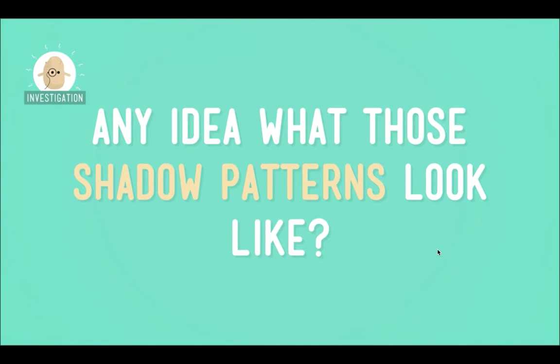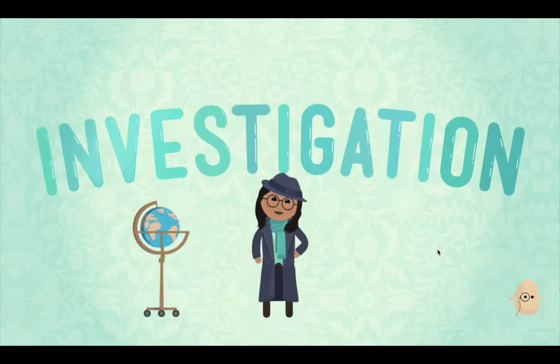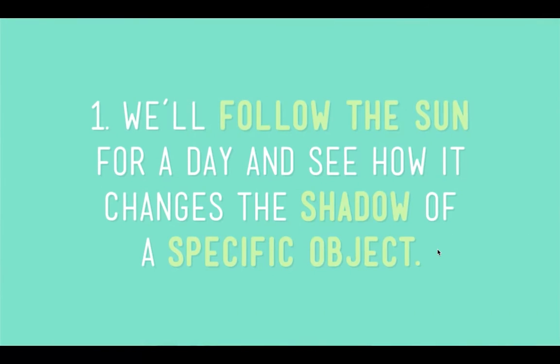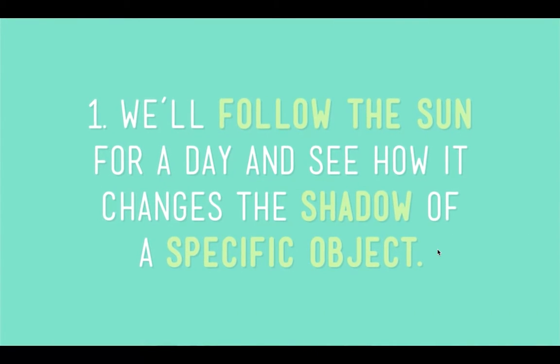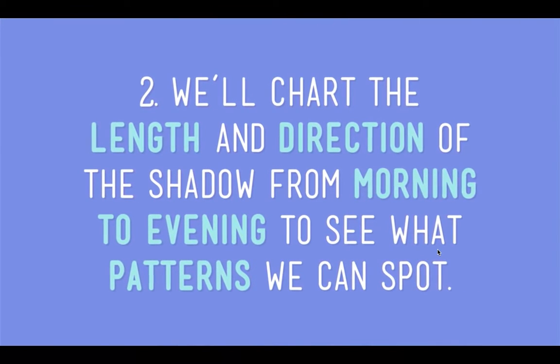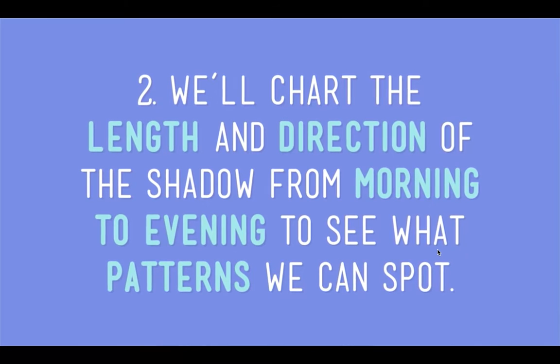And since the movement of the sun follows patterns during the day, so does the movement of shadows. Any idea what those shadow patterns might look like? Let's find out. We'll follow the sun for a day and see how it changes the shadow of a specific object. Then we can chart the length and the direction of the shadow from morning to evening to see which patterns we can spot.